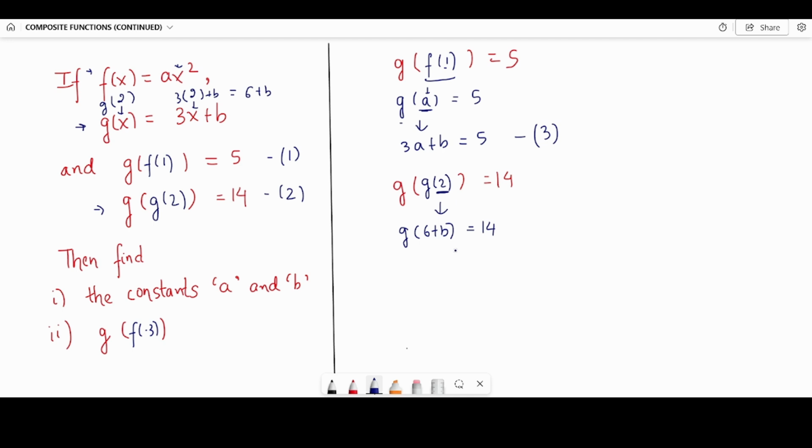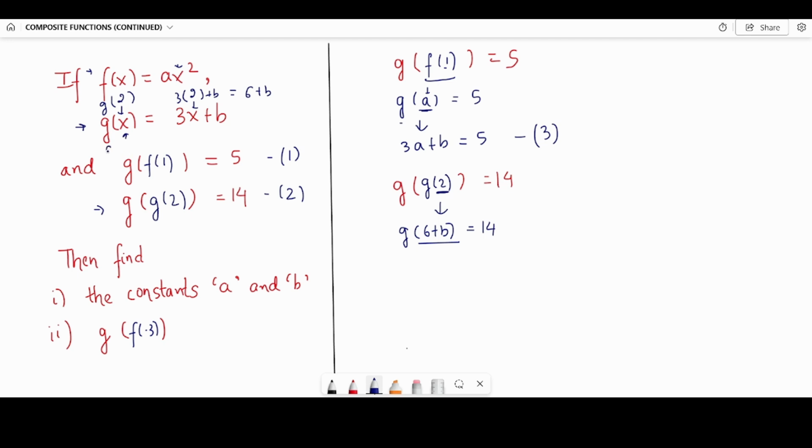Now, in the next step, I need to find what is g of 6 plus b. So again, I will go back to the function g of x. And here, first of all, you observe that in g of 6 plus b, the input is 6 plus b. So we are going to replace x with 6 plus b everywhere in the function.